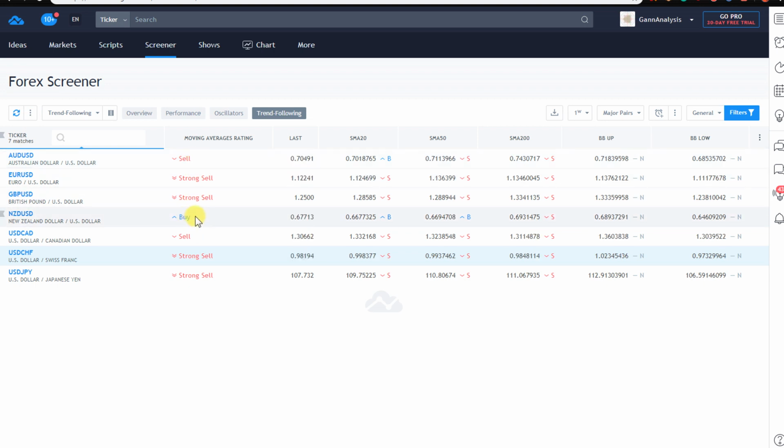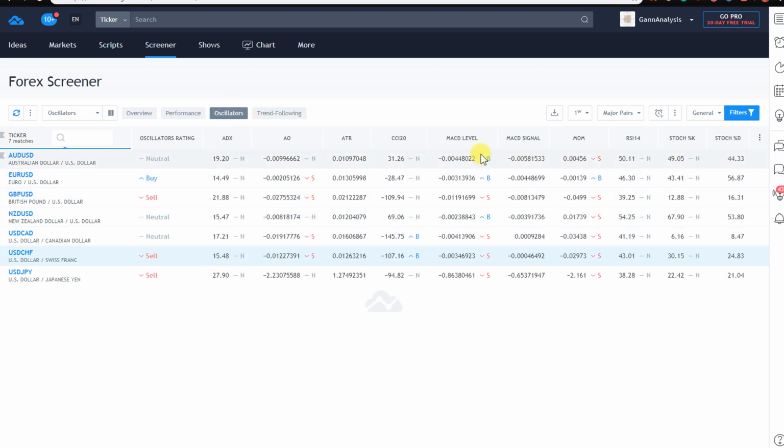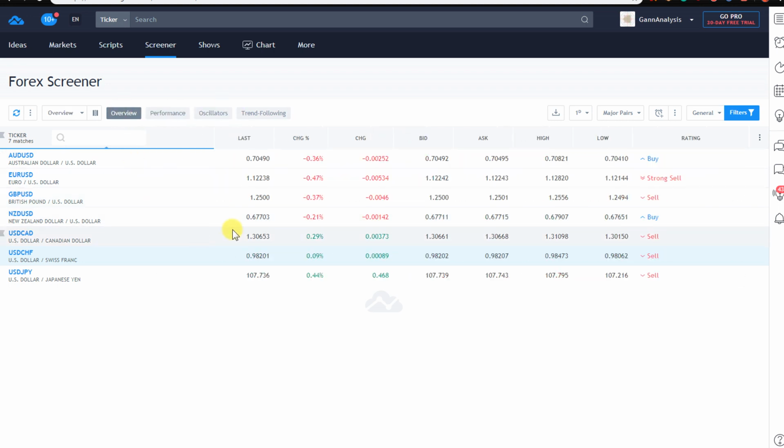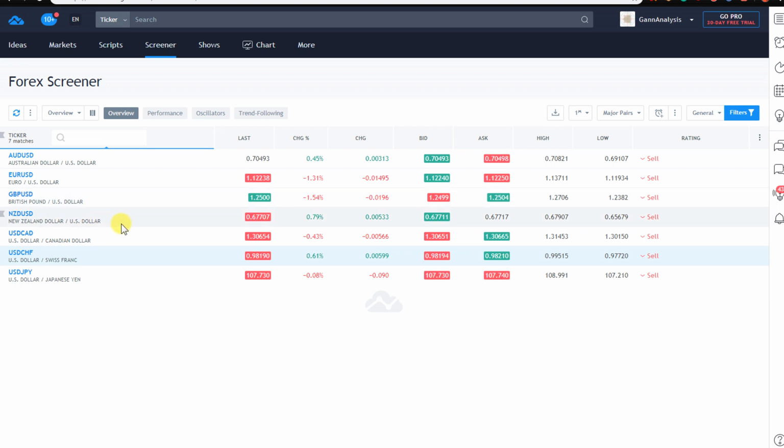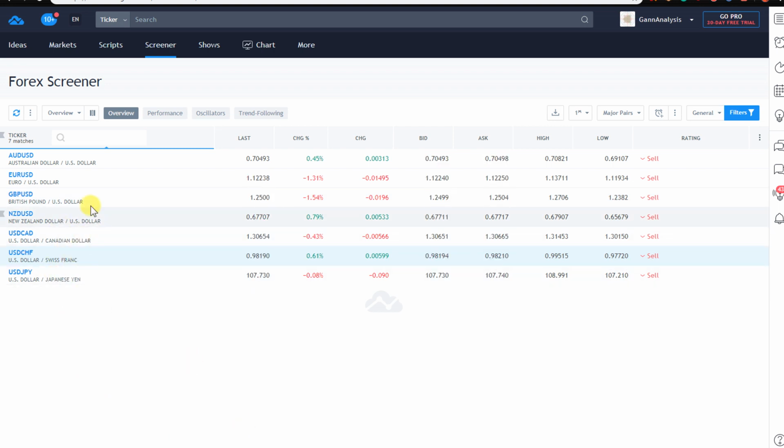So the New Zealand has 2 points for trend following. On the oscillators it's pretty neutral to negative. And then overview, I guess it tallies it all up. Buy on a daily, buy on a weekly, and obviously on the monthly. So right there, you could kind of get an idea. Out of all these pairs, the New Zealand's pretty moving.